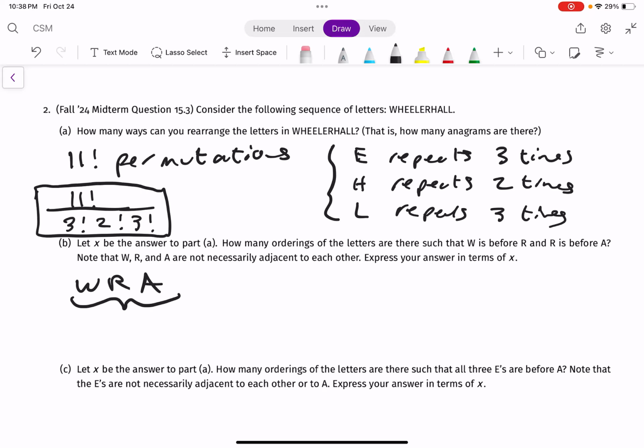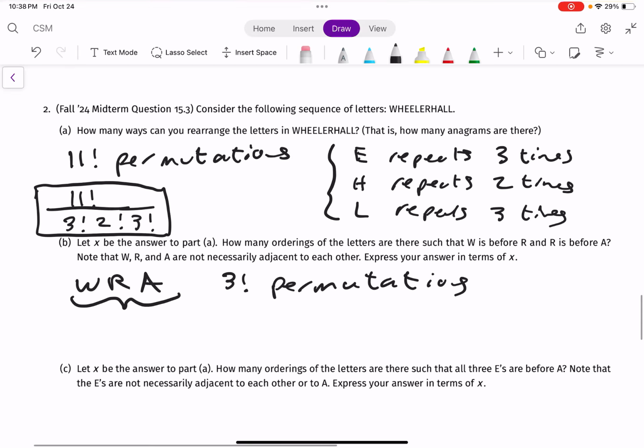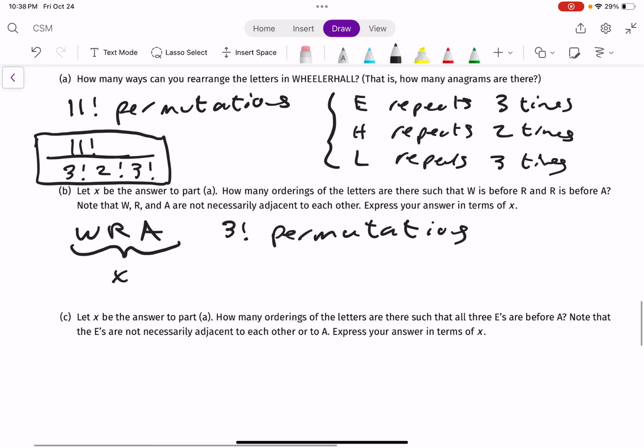However, there are 3 factorial orderings or permutations of W, R, and A. And only one of these satisfies the condition we want, which means we have to take our answer in part A, which is the number of ways to rearrange the letters of "we were Hall," and divide this by 3 factorial. Which is our answer.